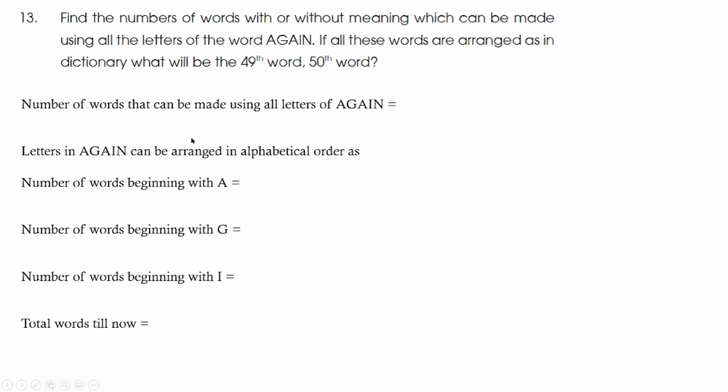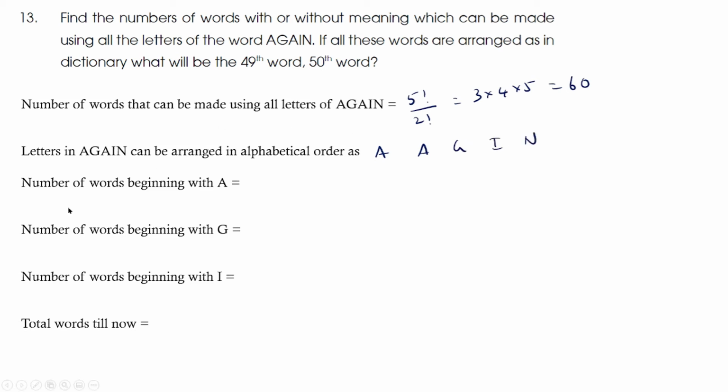So the number of words that can be made using all these letters will be 5 factorial upon 2 factorial. So this is equal to 3 into 4 into 5, which is equal to 60. These are the number of words that can be made using all these letters. Now let us arrange the letters in this word in the alphabetical order like the previous problem. We have A, then G, I and N.